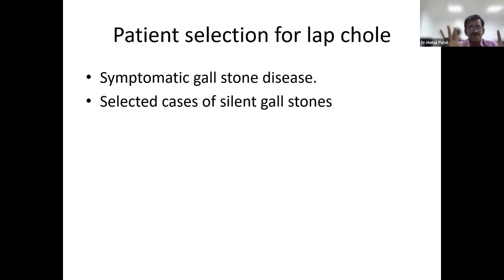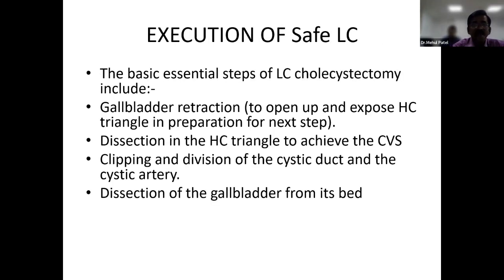So based on this background of anatomical variations of the biliary tree, some changes because of the inflammation or underlying disease, and based on the prediction of difficult cholecystectomy, if you're now proceeding to cholecystectomy, how do you select a patient for lap chole? This is the gold standard treatment for gallstone disease. So all symptomatic gallstone disease patients are candidates for lap cholecystectomy unless there are some contraindications based on the patient's general fitness. And selected cases of silent gallstones are candidates for this.